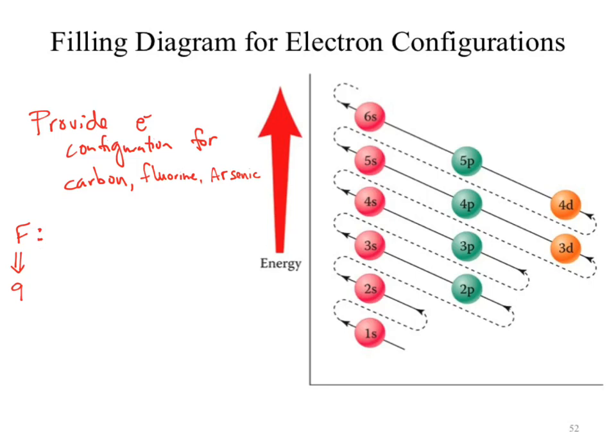The first electron goes where? 1s. Where's the next electron? 1s. Next electron. 2s. Next electron. 2s. Next electron. 2p. Next electron. 2p. And 2p. And 2p. Where am I? 1, 2, 3, 4, 5.